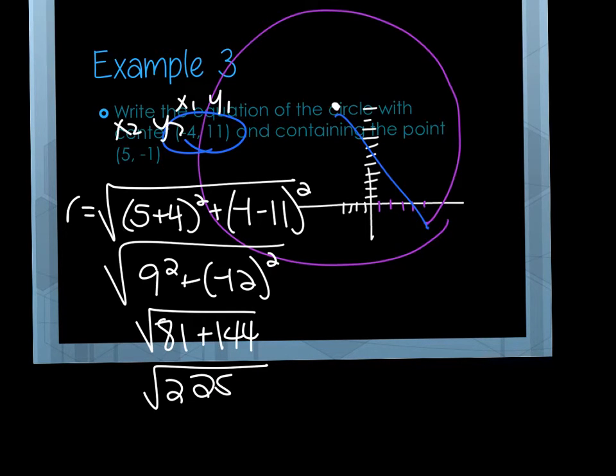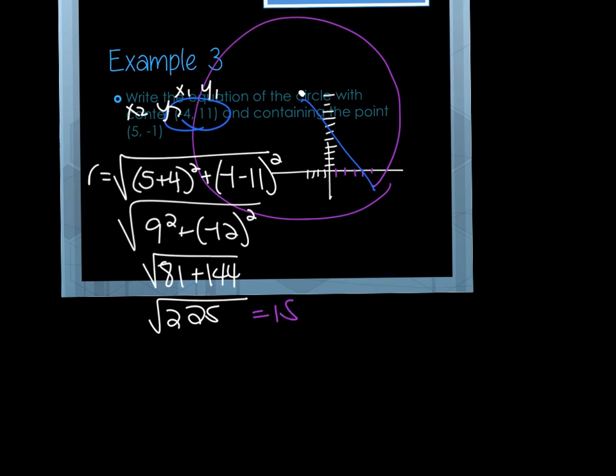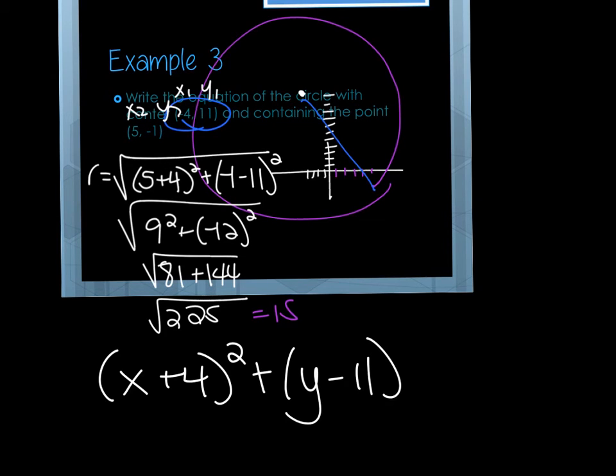So I could go through the work of square rooting 225. Does anybody know what that is? 15. Okay, but what am I going to do when I plug it back in? I square it. So you don't have to go through that work. Whatever is underneath that radical is going to be what's in your equation. If it said identify the radius, then you'd have to. But if you're just plugging it back in, then I get (x minus a negative 4), because that's my center, plus (y minus 11) squared equals the radius squared, which is 225.